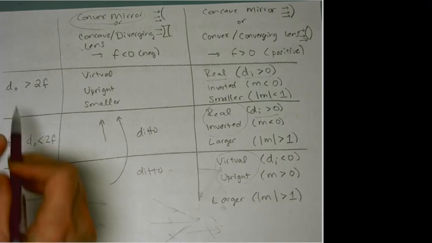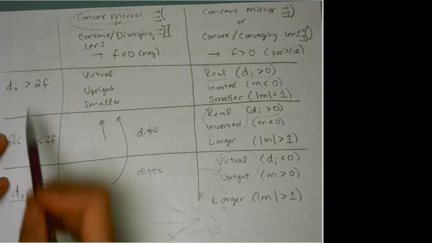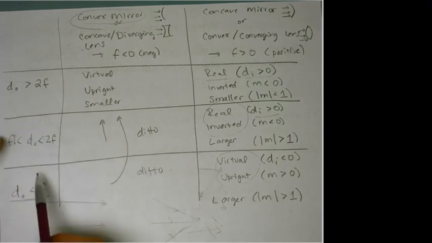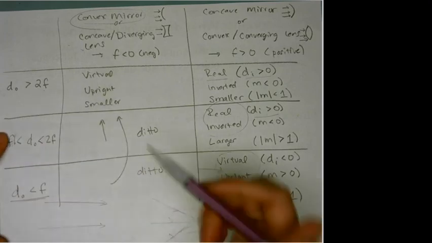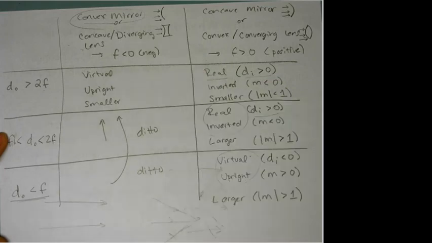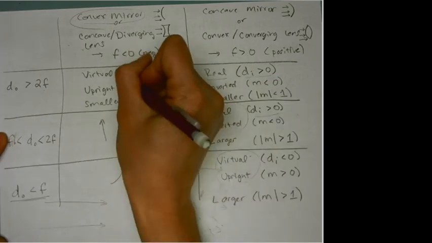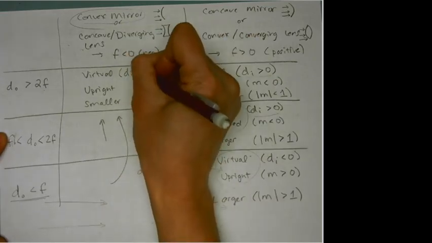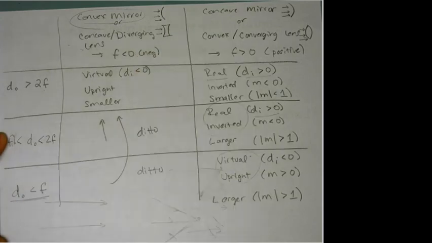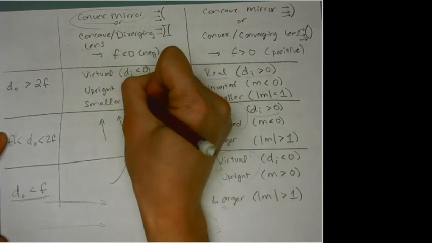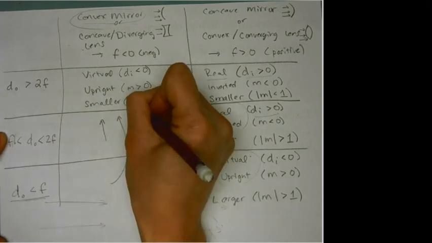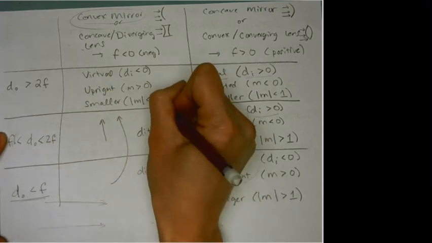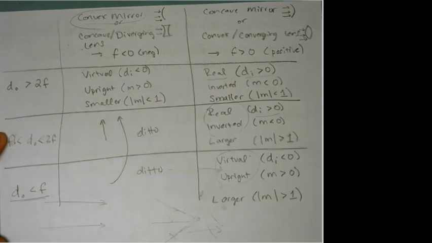It doesn't matter where the object is relative to the focal point, you will always form a virtual, upright, and smaller image from either a convex mirror or a diverging lens. So virtual means that the image distance is less than 0, so we have a negative image distance. Upright means that the magnification is a positive number, and smaller means that the magnification is a decimal between 0 and 1, like that.